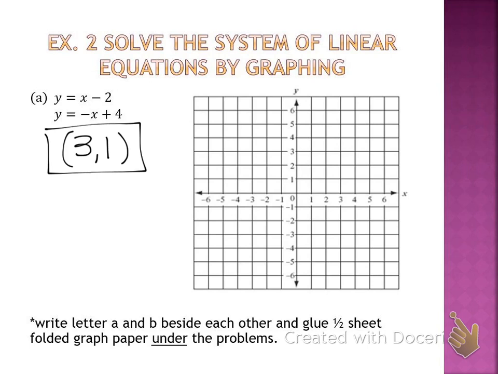Guys, this is so simple. So let it be simple. Desmos did all the work. You transferred it onto your graph paper. Where is the point of intersection? 3, 1. Then the answer to this question is 3, 1. Awesome. Now, work with Desmos, work with your table partners, and do letter B.